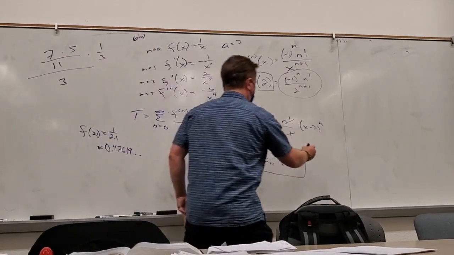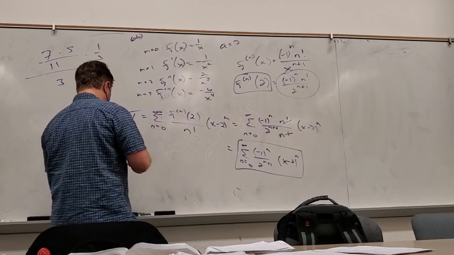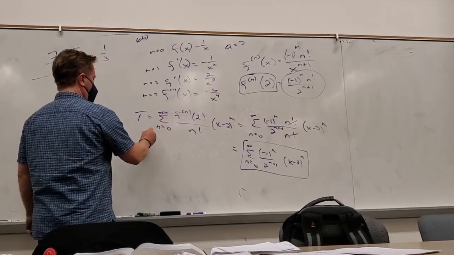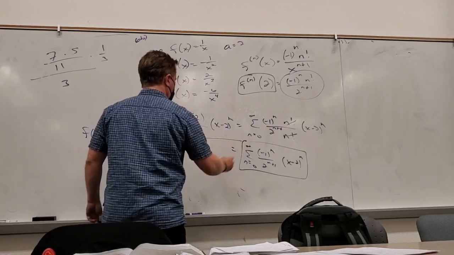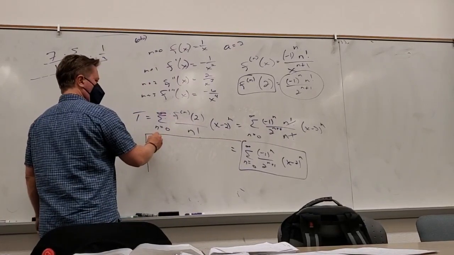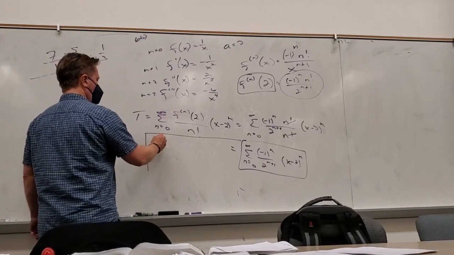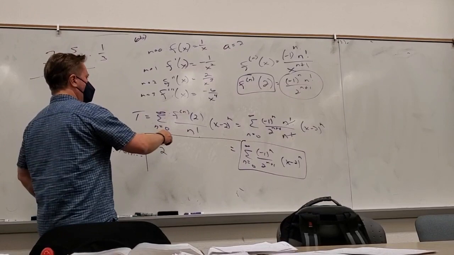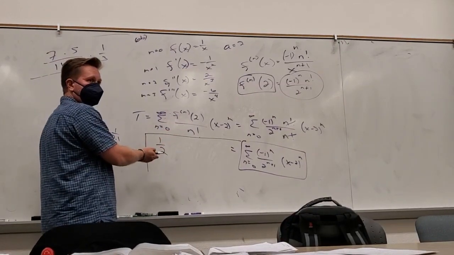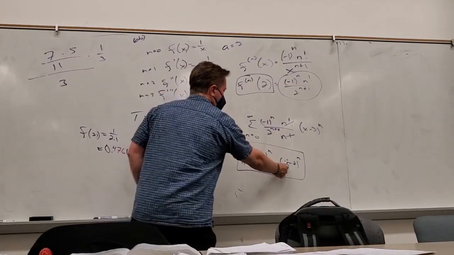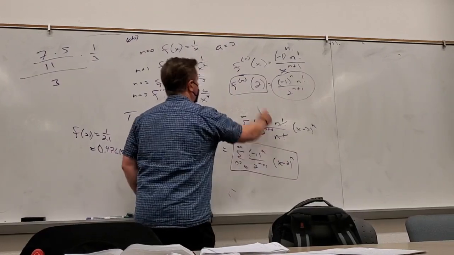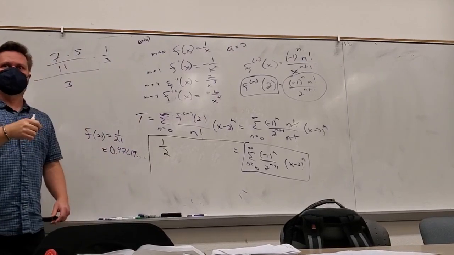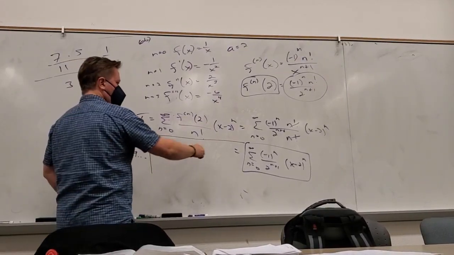Somebody give me a few elements of this. Let me write it over here. n equals 0. What have we got? Yeah, 1 over 2. That's it. And why does that make sense? Because when x is 2, it's supposed to be 1/2. Yep. And that's the only term that doesn't have an x in it. Okay, so n equals 1.